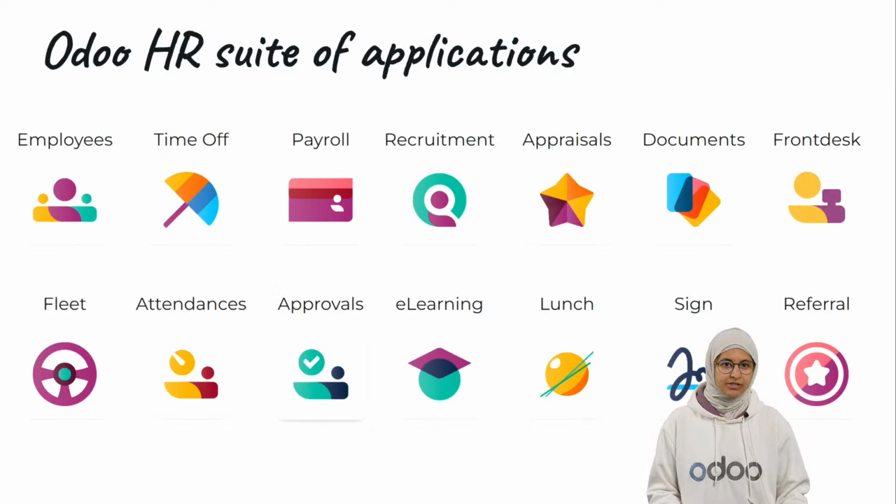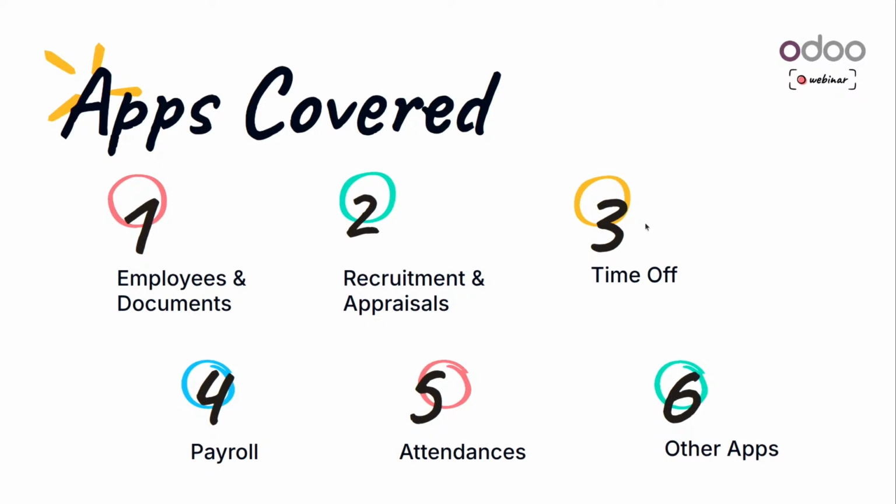So first things first, when we talk about HR in Odoo, we're usually referring to a specific suite of applications that we use to manage HR in the software. Those are the apps that you can see on screen right now. For today's webinar, we're going to be talking about the improvements in some of those applications. We'll talk about employees and documents, recruitment and appraisals, time off, payroll, attendances, and some of the other smaller apps in the scope as well.